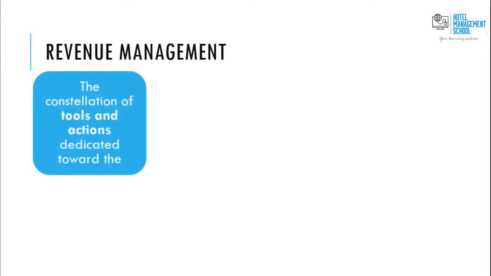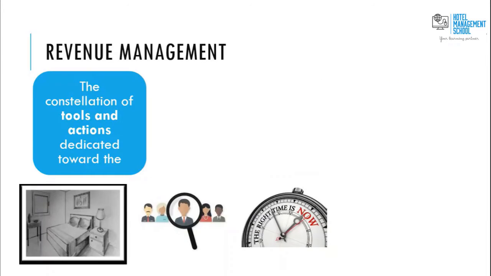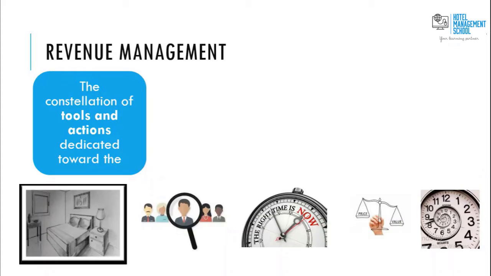Okay. So the revenue management, the definition of revenue management, you don't need to note down this. I will send you the slides so you can have it. It's a constellation. Constellation means a group of tools and actions dedicated towards finding and selling the right product, which is your room or your F&B or your banquet space, to the right customer at the right time, at the right price, and via the right channel, or you can say via the right distribution.